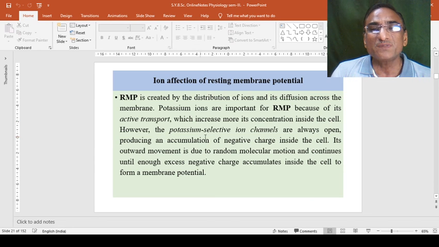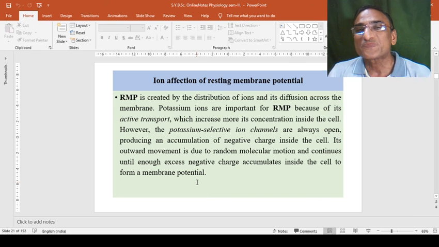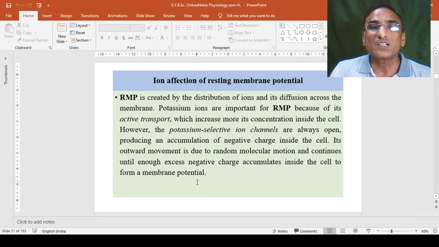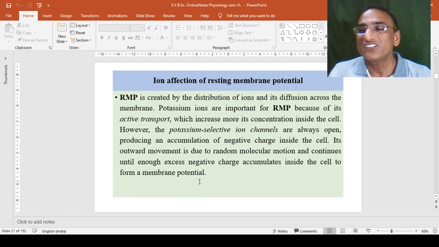However, the potassium selective ion channels are always open, producing an accumulation of negative charge inside the cell. Its outward movement is due to random molecular motion and continues until enough excess negative charge accumulates inside the cell to form a membrane potential. So this is the basic activity in which the ion effect on resting membrane potential is being studied.